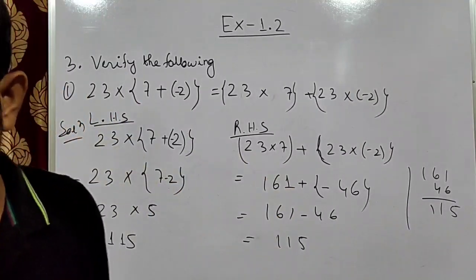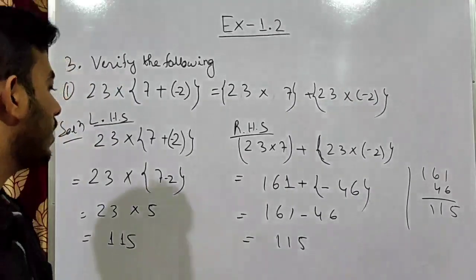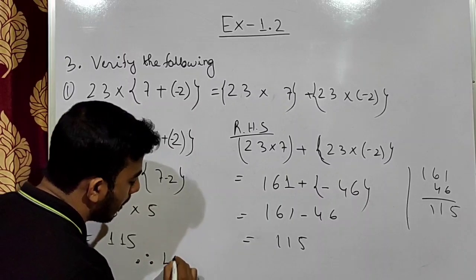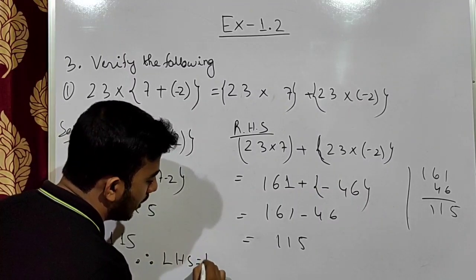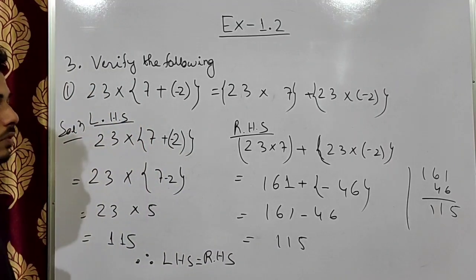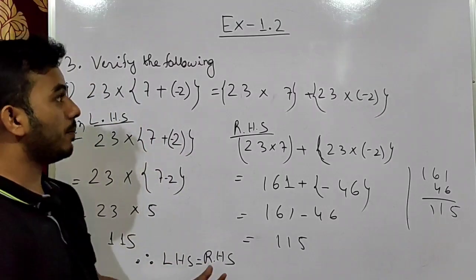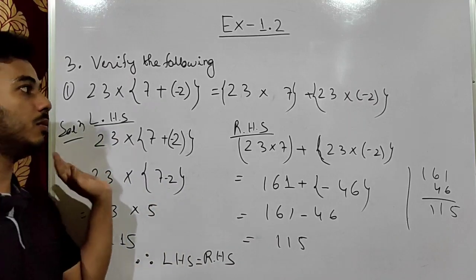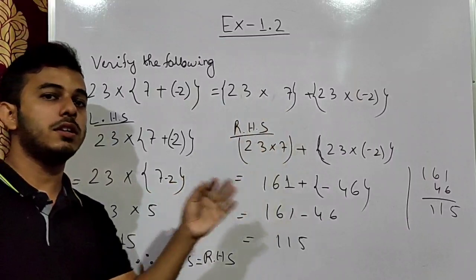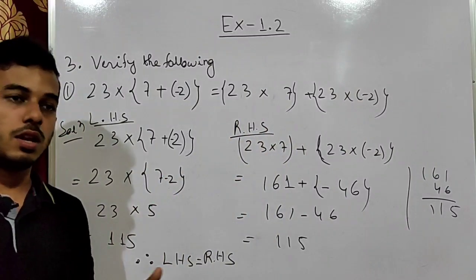Okay, let's write. So how do you write? Therefore LHS equals RHS. So this is how we can verify whether both the terms, this is one term, right, and this is another term, that is, both the terms are equal or not.